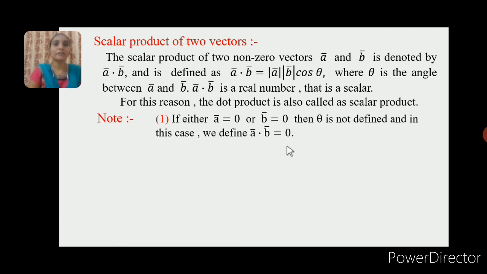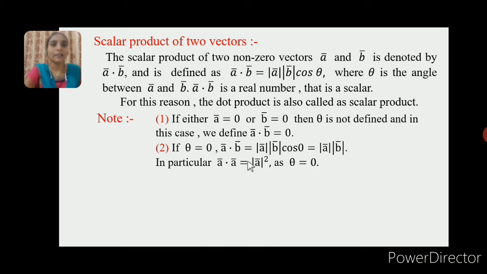Note, first, if either a bar is equal to 0 or b bar is equal to 0, then theta is not defined, and in this case we define a bar dot b bar is equal to 0. Either a bar is equal to 0 or b bar is equal to 0 असेल तर थीटा डिफाइन करता येत नाही, त्यावेळेला we define a bar dot b bar is equal to 0.